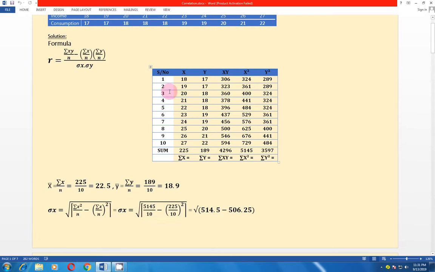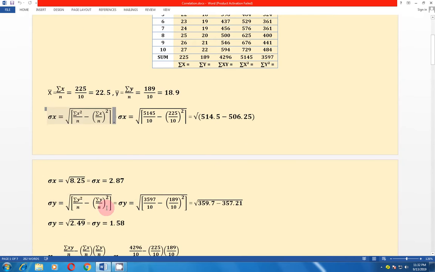So here is ungrouped data. In ungrouped data, standard deviation of x is the under root of sum of x square over n minus square of mean of x, and similarly standard deviation of y is always equal to the under root of sum of y square over n minus square of mean of y. So after putting the values in the formula, the standard deviation of x will be equal to 2.87 and standard deviation of y will be equal to 1.58.